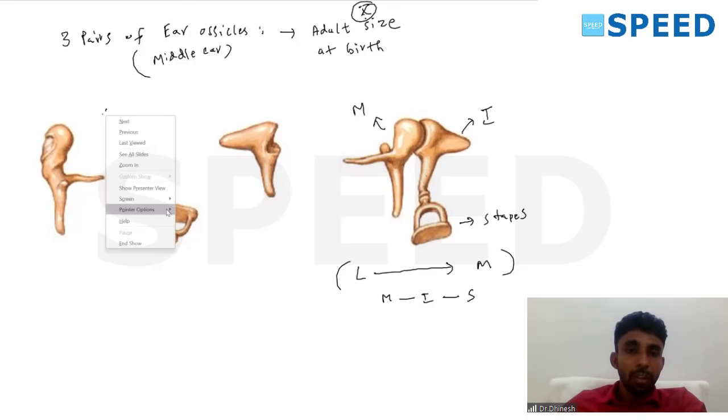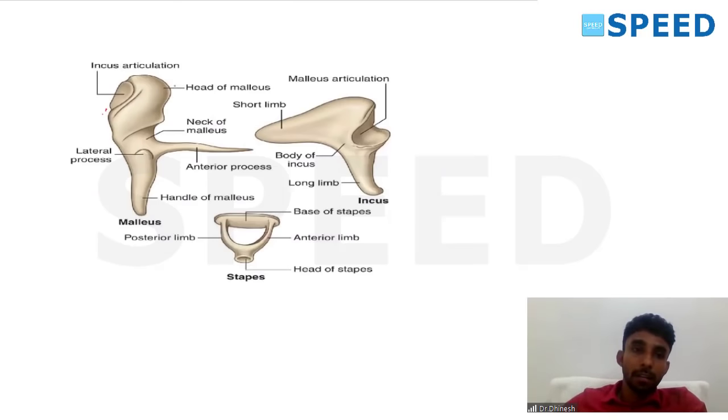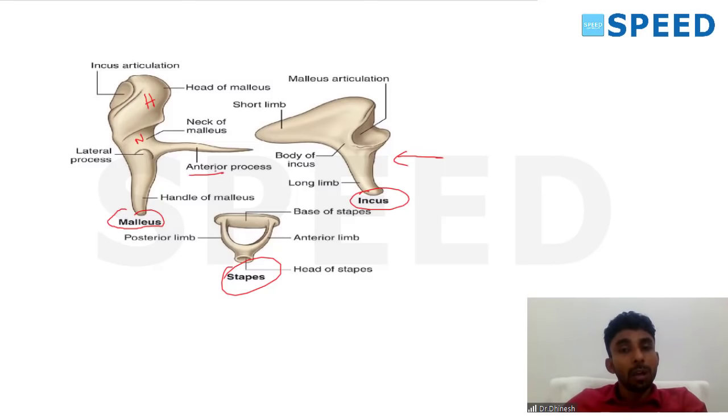So now the question arises, how to identify the individual ear ossicles. In this diagram, the first one is malleus. The second one is incus, which has been asked in the exam, and another one is stapes. You can see the malleus has certain parts like the head of malleus, the neck of malleus, the constricted part below the head. Then it has two processes, one is the anterior process, another one is the lateral process, and it also contains the handle.